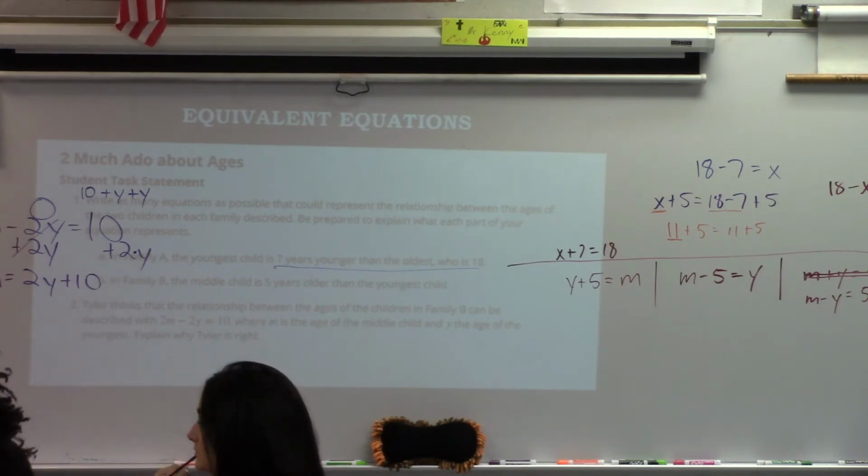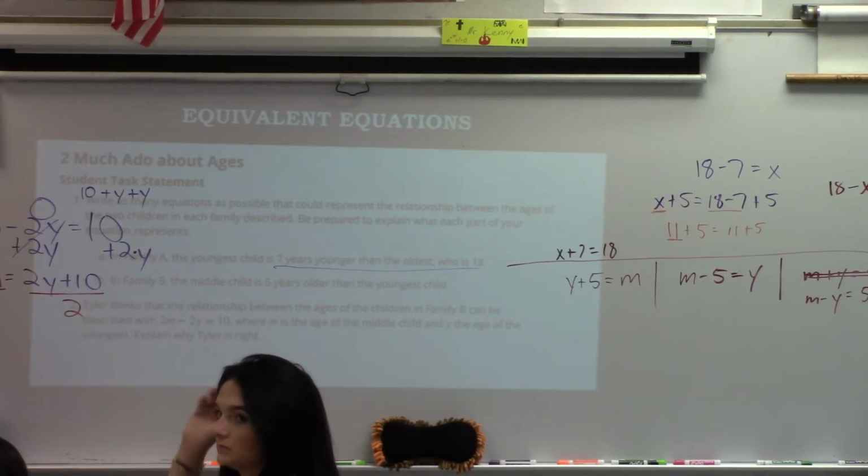All right, Brayden, what did you do from there? I divided both sides by 2. So you divided this by 2 and this by 2? Is that gonna be legal? No, you got to divide it, and I didn't know.